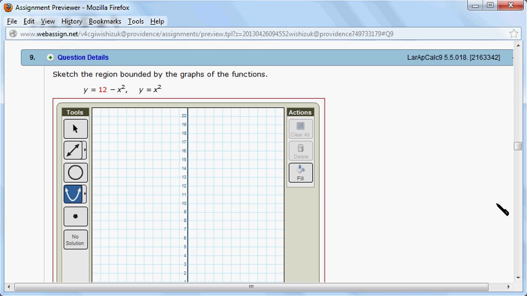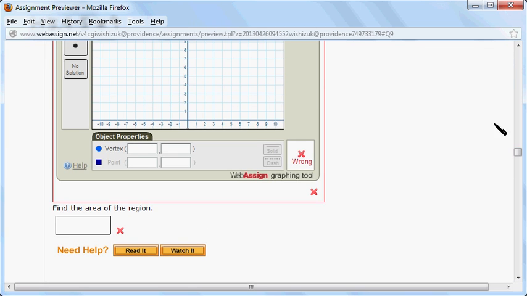Then let's see, I can't see the axes. The vertex is going to be at the origin, so maybe I'll just put that in there. The vertex is 0, comma 0, right? Origin, and a point is going to be 1, comma 1. So we got that one.